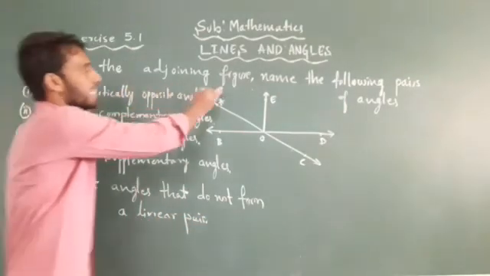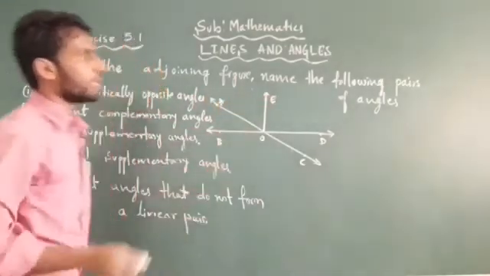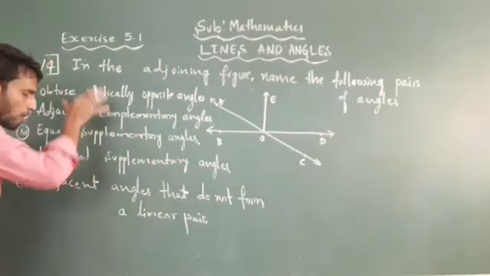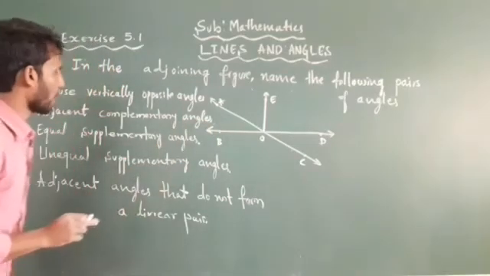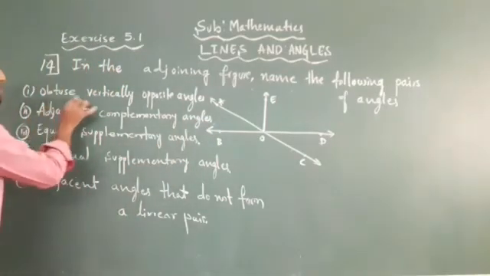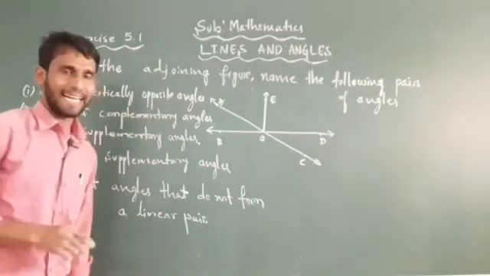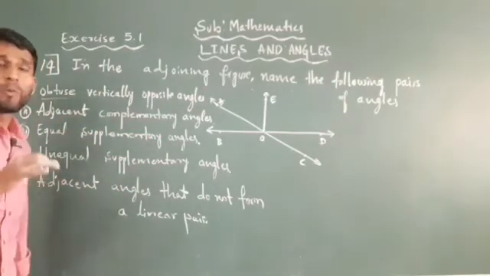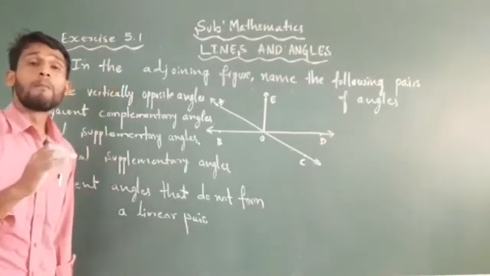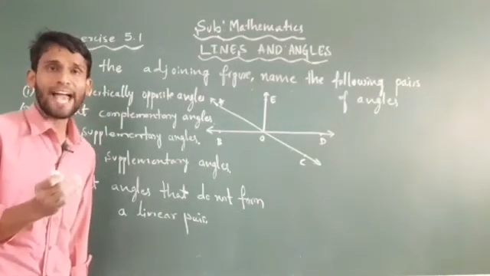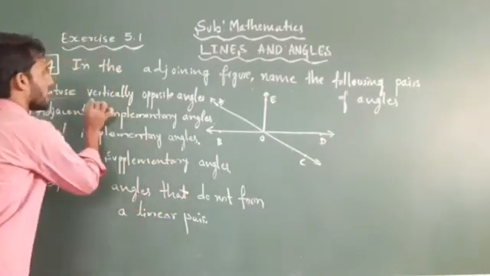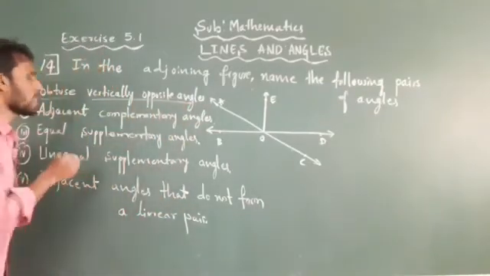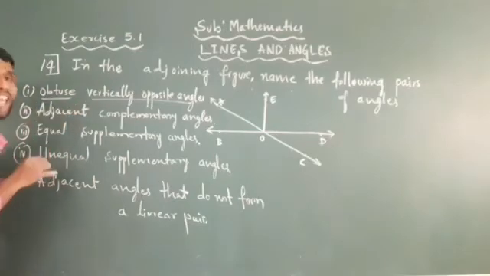In the adjoining figure, name the following pairs of angles. Here we have some questions. We have to answer by observing this picture. Okay, now here, see, obtuse vertically opposite angle. Obtuse angles mean which angles measure more than 90 degrees. Those angles we will call obtuse angles. See, we have to find out here vertically opposite angles. That should be obtuse angle.